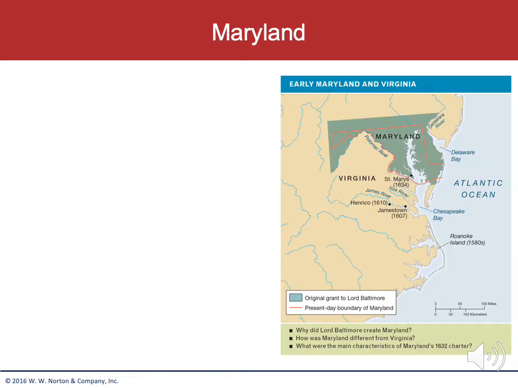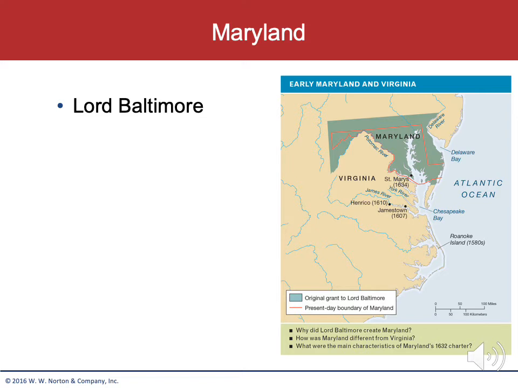So, founded in 1634, Maryland was the first colony to be owned by one person and not a joint stock company. And the owner is Lord Baltimore. Cecil Calvert was his name. If you go to Maryland today, you can go to Baltimore City, obviously, which is in Calvert County, Maryland.